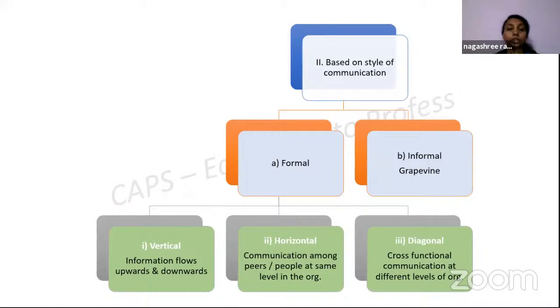Now, what is formal communication? Formal is communication within an organization. It can be again of 3 types: vertical, horizontal, and diagonal. So what is vertical communication? Vertical communication is the one wherein information is going upwards and downwards, as in the movement of information is only in the form of up and down. Horizontal communication is a communication among peers or people at the same level in the organization, and diagonal communication is cross-functional communication at different levels of the organization.